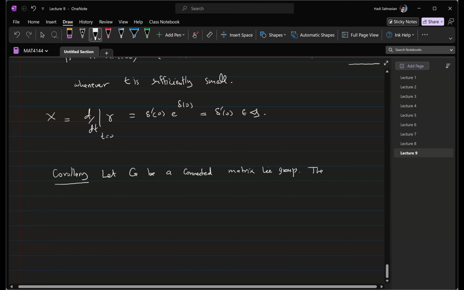Then every element of G can be written as e to the x1 up to e to the xm, for some x1 to xm in the Lie algebra. Okay, so every element can be written as a product of exponentials, at least, in a connected Lie group.